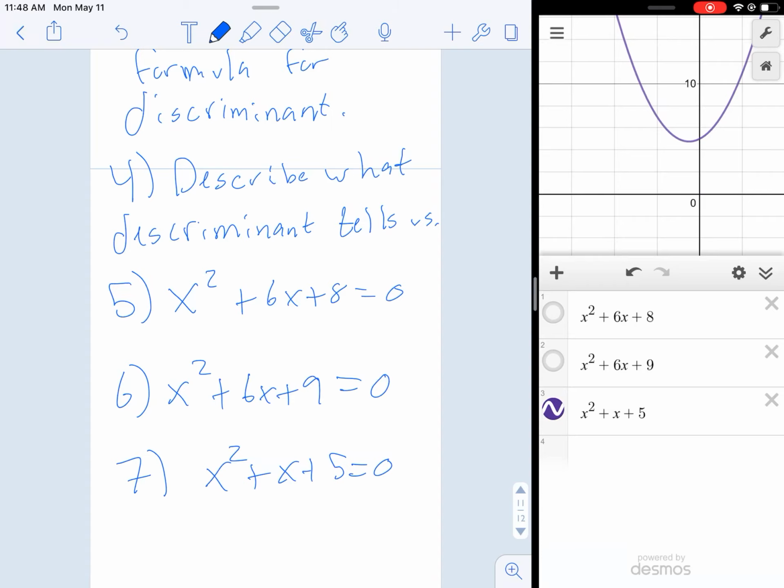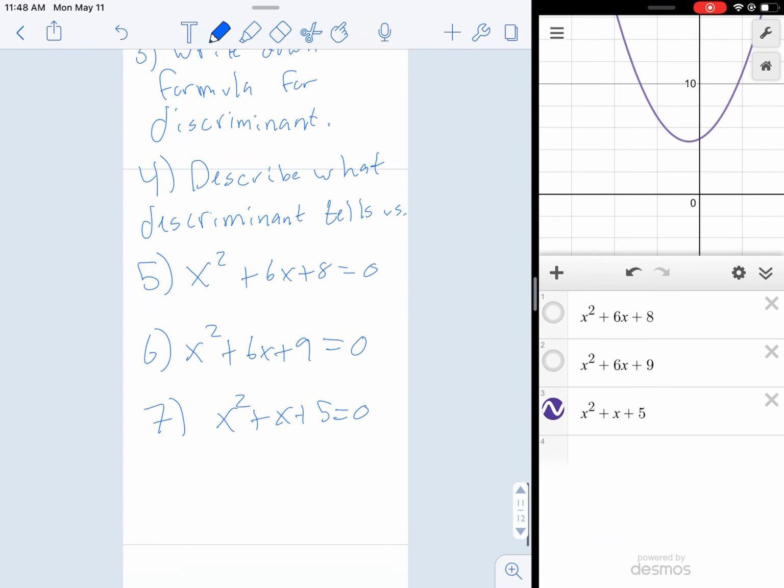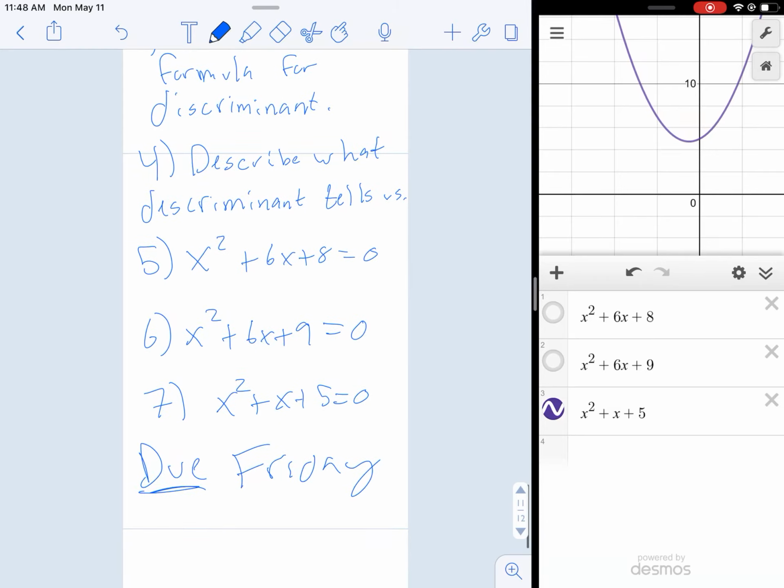You may write this by hand or you may type this on the computer, and please submit it to me by this Friday. So due Friday, that's going to be the 15th.